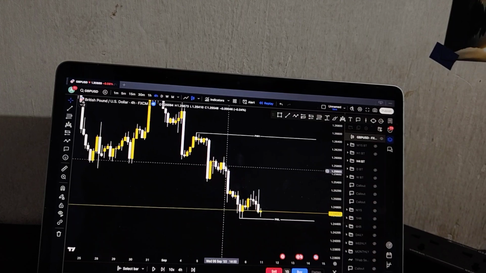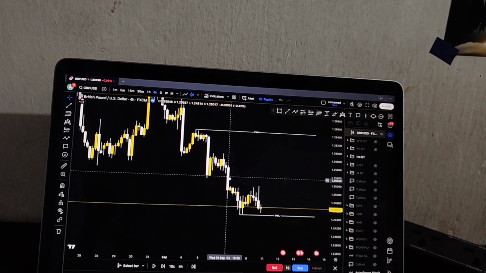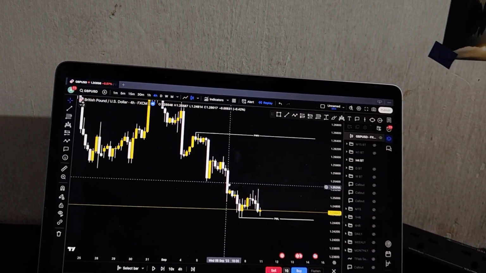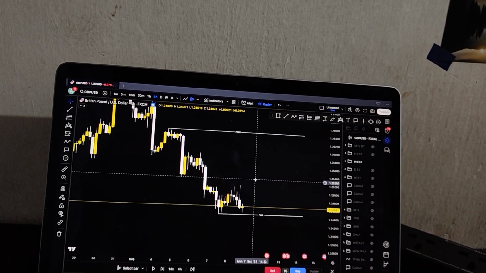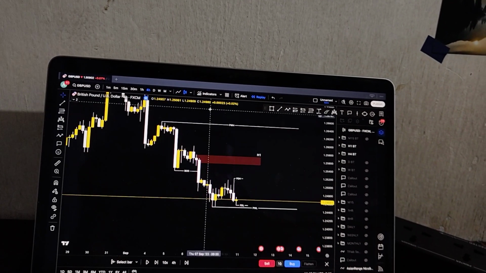There is a supply zone here. This supply zone will be the most valid supply zone, as there is also a very, very good fair value gap and also a market structure shift here, and it's with the bias. So now we go to the hourly time frame.